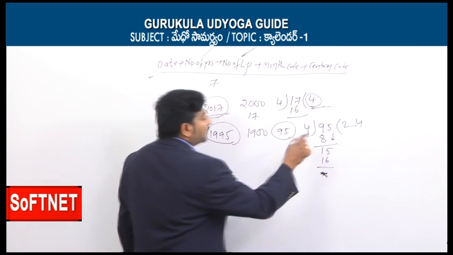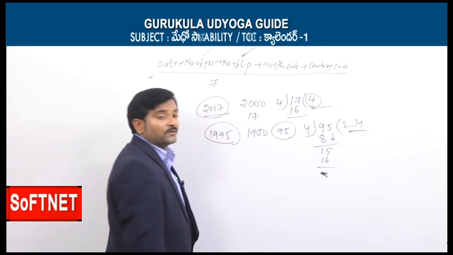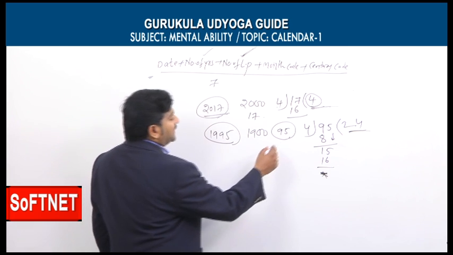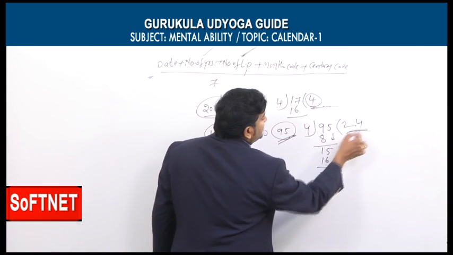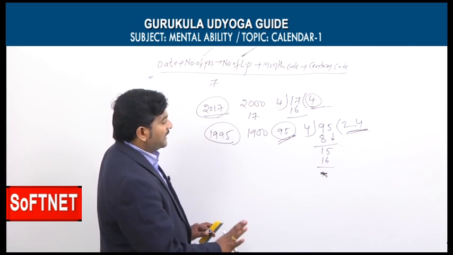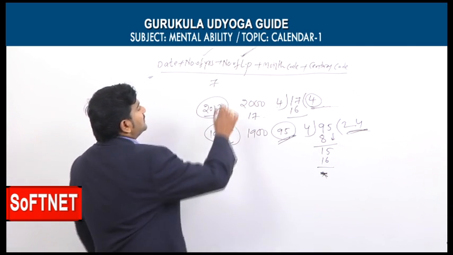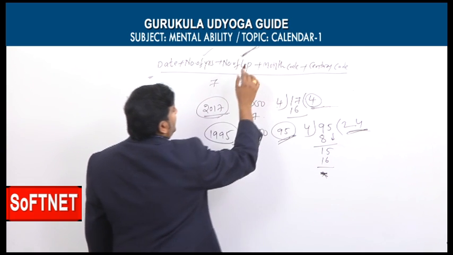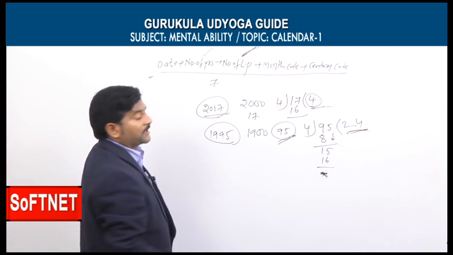You can ignore that. But what is my quotient here? 24. What does it mean? Out of 95 years, how many leap years am I having? 24 leap years I am having. So that is the main concept. And okay, I think you might be clear about number of leap years.